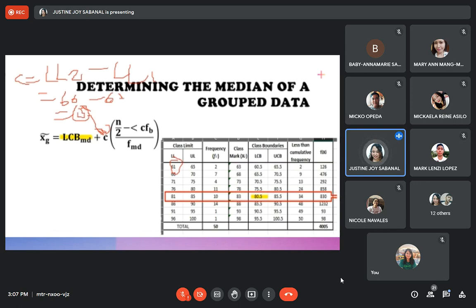So, ito pong aspect na to. So, pag ganyan, punta po tayo sa portion ng less than cumulative frequency. So, diba, sabi natin, yung reference, yung naka-enclose sa rectangular shape, yun yung mga values ng median class. So, ano yung value under less than cumulative frequency before 34? So, yung ilalagay mo sa less than CF sub B. So, ano yung value before? 34.